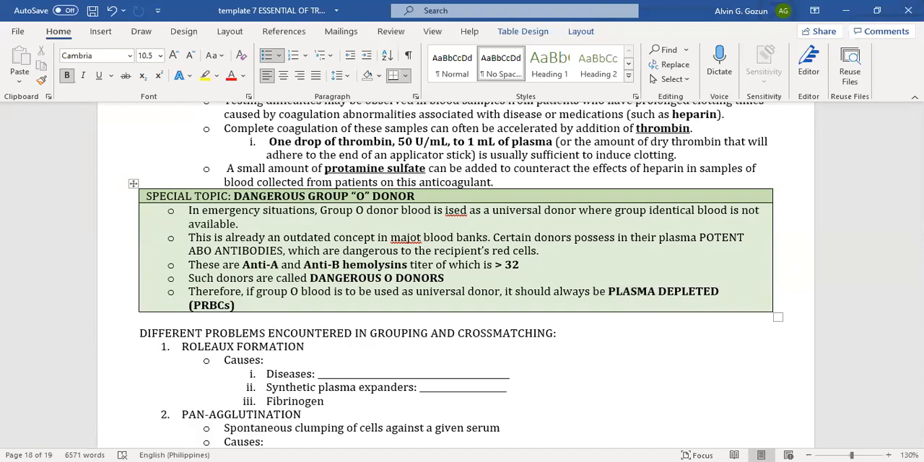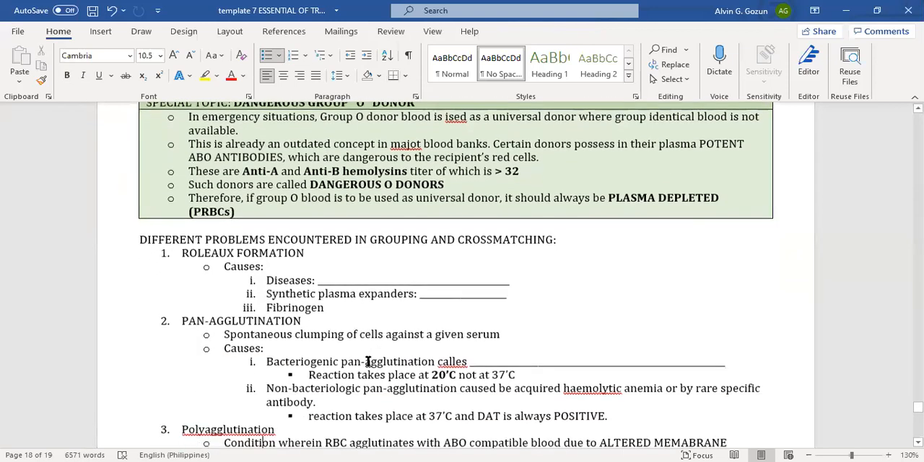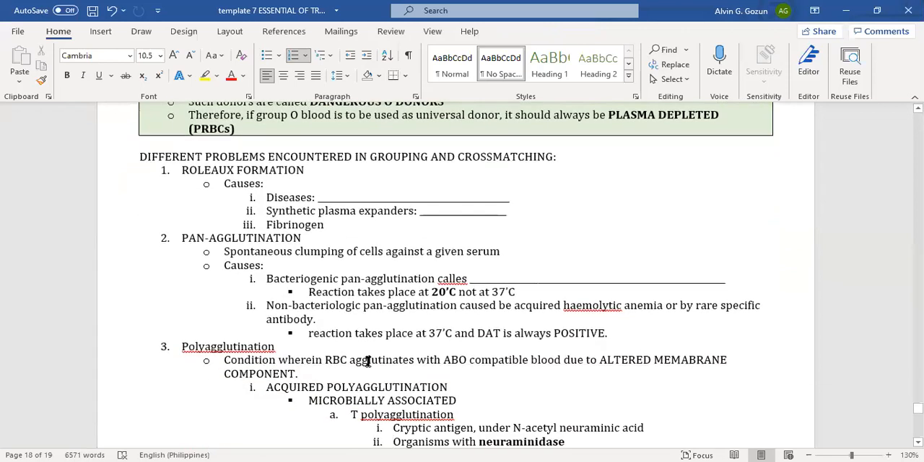Alright. Next, what are the different problems encountered in grouping and cross-matching? Alam niyo na to, rouleaux formation. Alam niyo na yan, paulit-ulit. Causes, diseases: multiple myeloma, Waldenstrom's macroglobulinemia, and hyperviscosity syndrome. And ano yung mga synthetic plasma expanders na ginagamit natin? Kaya nagkakaroon ng rouleaux formation.